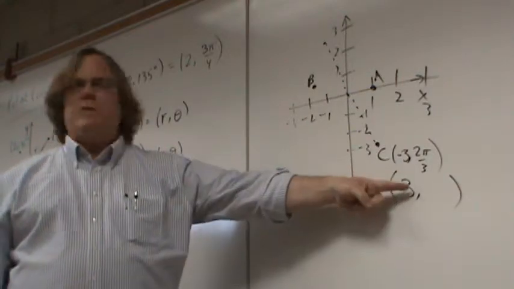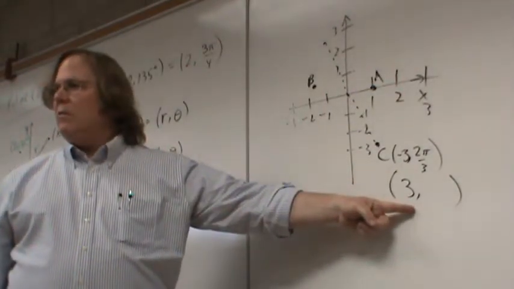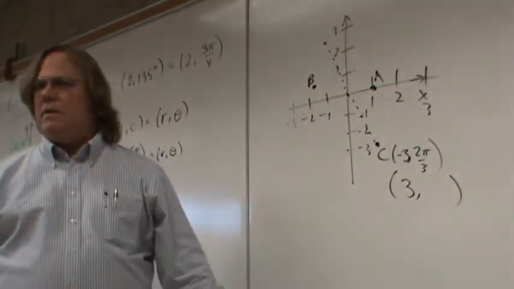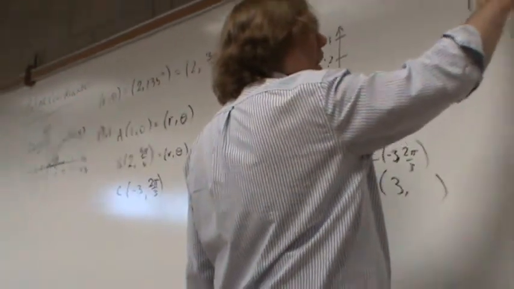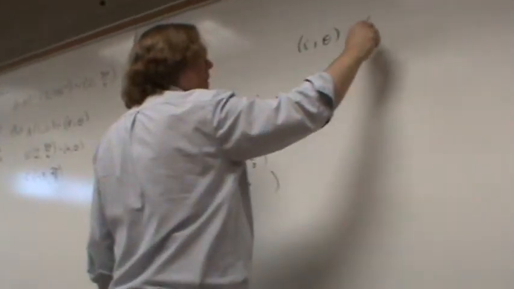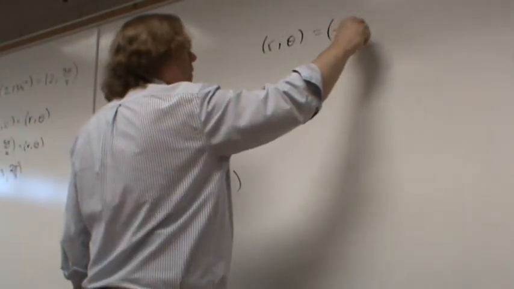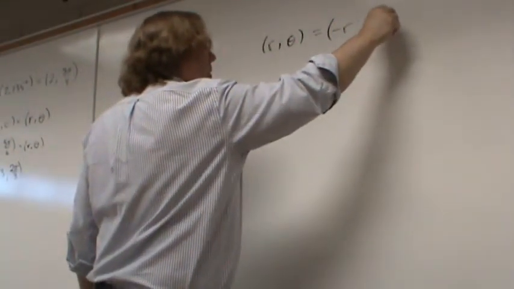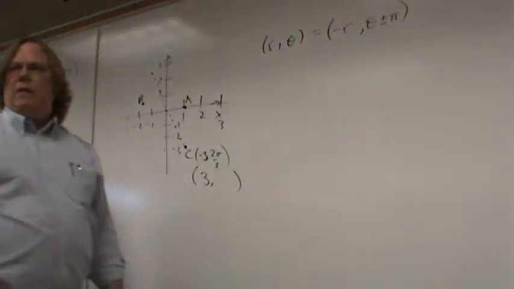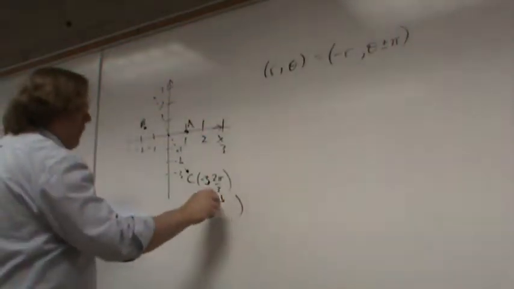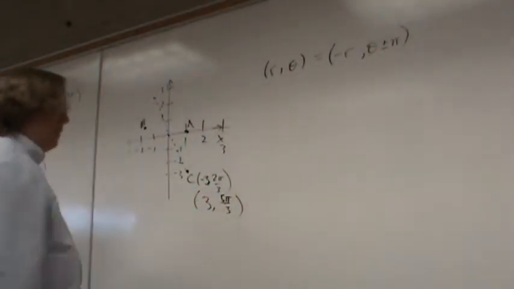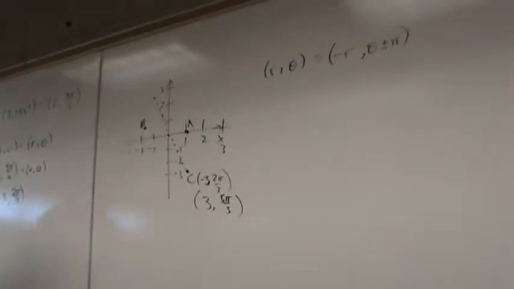Because what am I adding to it? Pi, right? So I want you to see that generally, if you have r comma theta, that's going to get you the very same result as -r comma theta plus or minus pi, right? You're just rotating 180 degrees to get the negative, so that's going to be the same as that. So yeah, this would be 5 pi over 3. Good. Or -pi over 3 if you wanted to go negative.